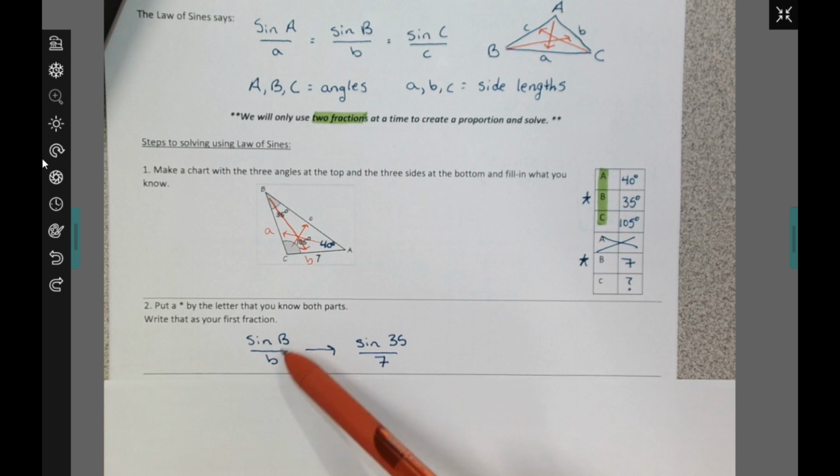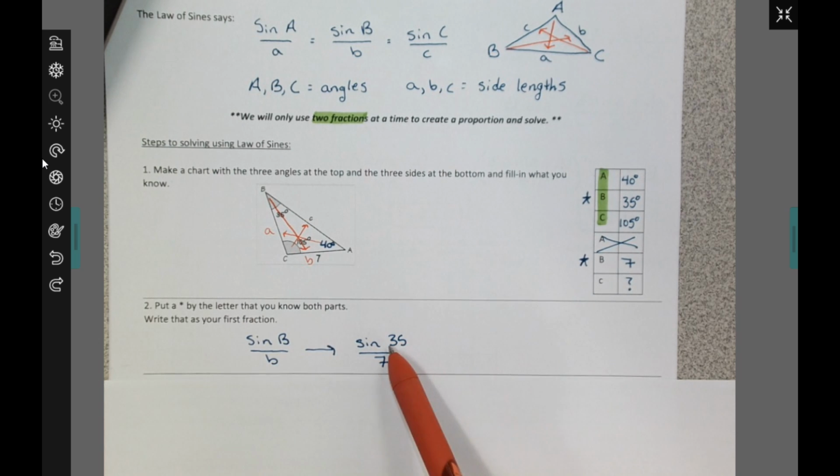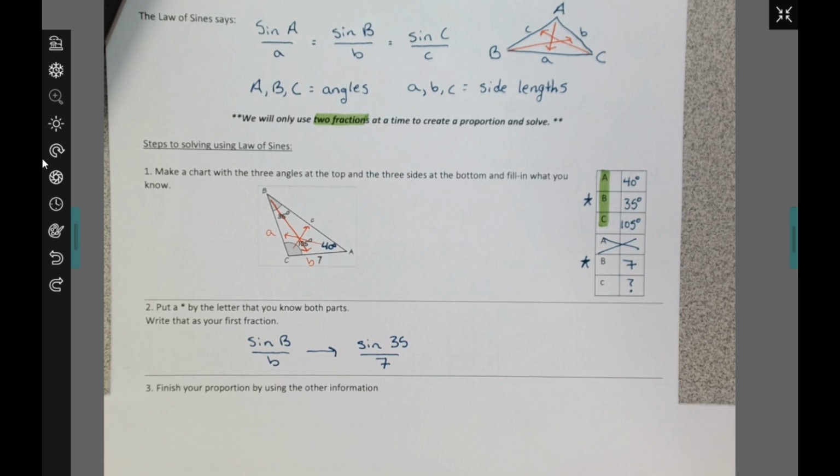I'm going to go ahead and do sine B over B. Okay, we have the sine of 35 degrees. I put it over my side length, which was 7. So that's the first part to actually solving this.